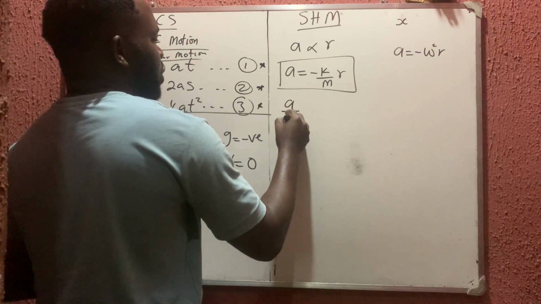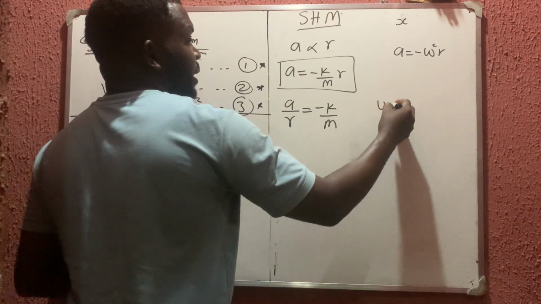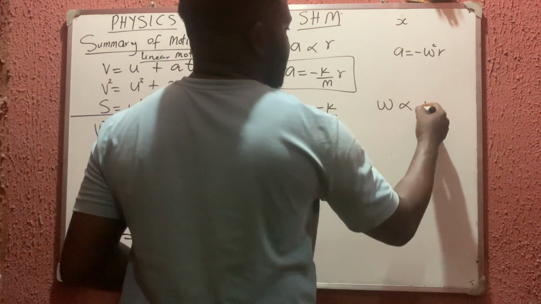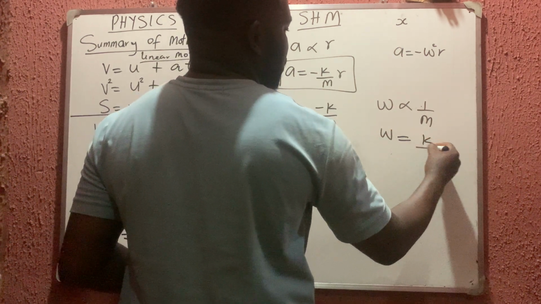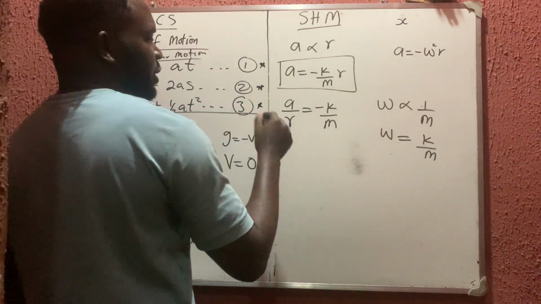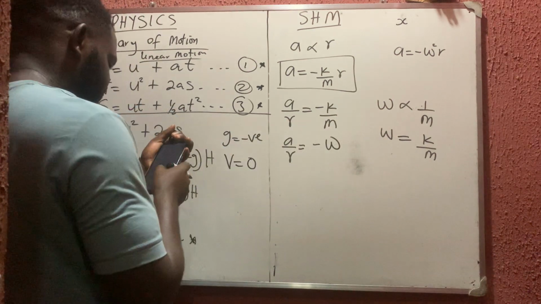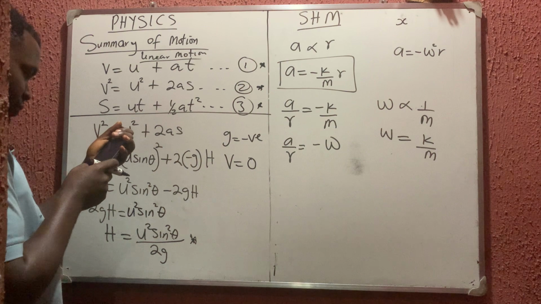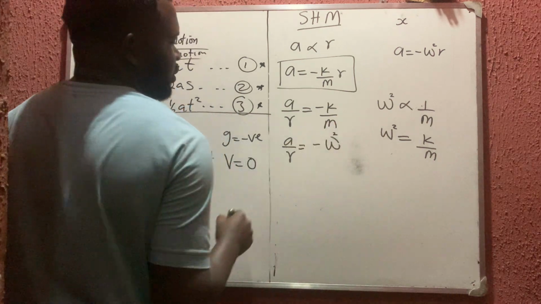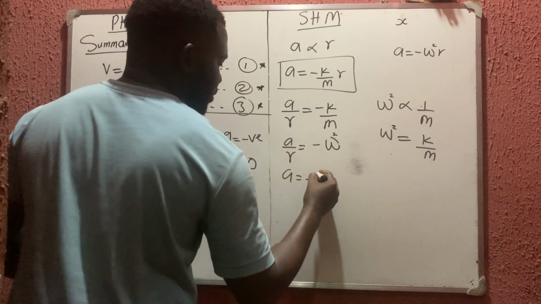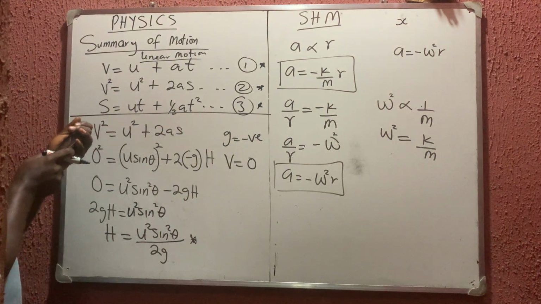I have that A over R is equal to minus K over M. You should know that omega is inversely proportional to M. Then to bring in your constant, omega is equal to what? K over M. So if I carry this and put it here, I have that A over R is equal to minus omega squared. So this one moving here, I have that A is equal to minus omega squared R.